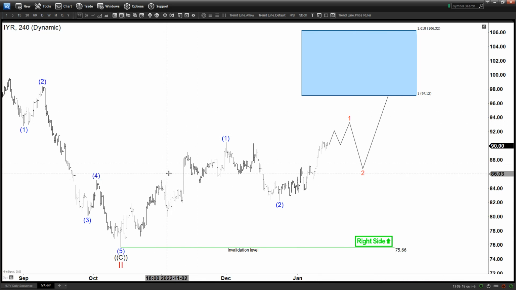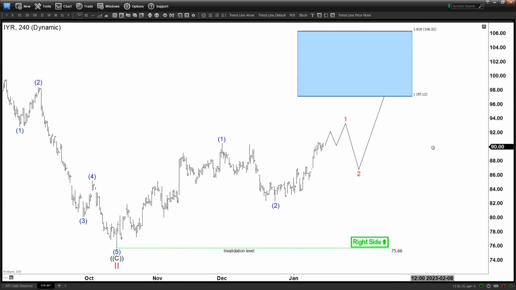So basically, we like to buy any pullback in 3 or 7 at the next equal legs area, targeting this blue box. Alright, that's pretty much it.